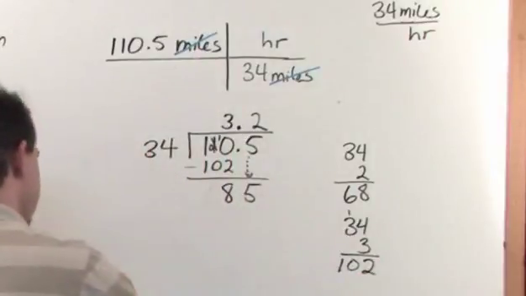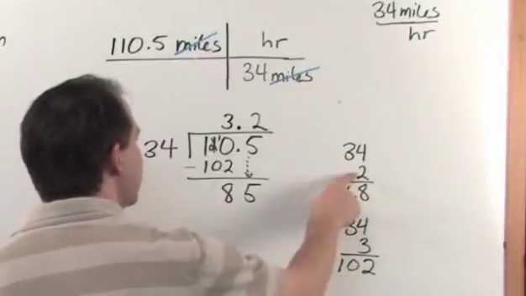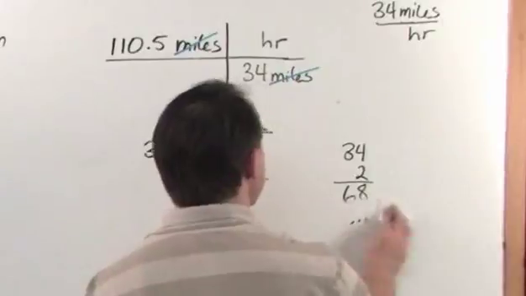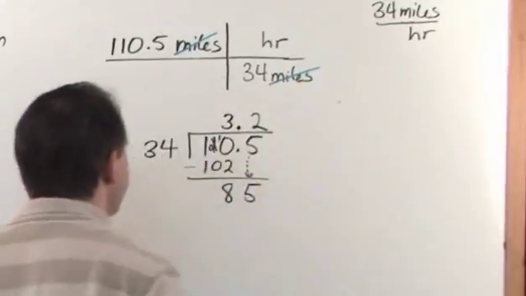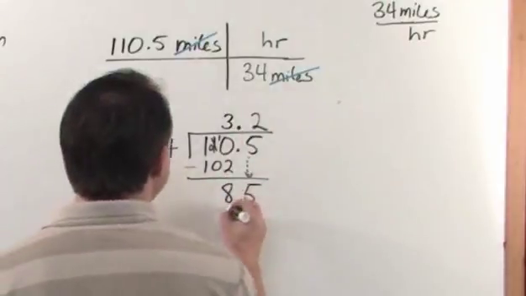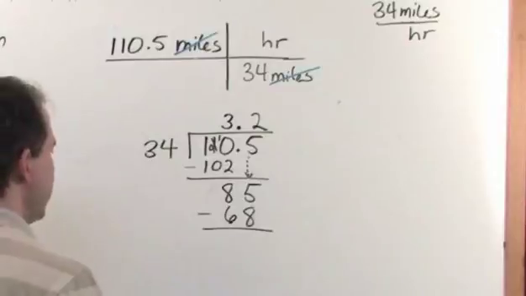That's too big, okay? So you cannot put 3. It doesn't go 3 times because that's too big. It only goes 2 times, okay? It only goes in 2 times, and even then, you have some leftover, okay? So 2 times 34 is 68, just like we said, and we do the subtraction here, okay?